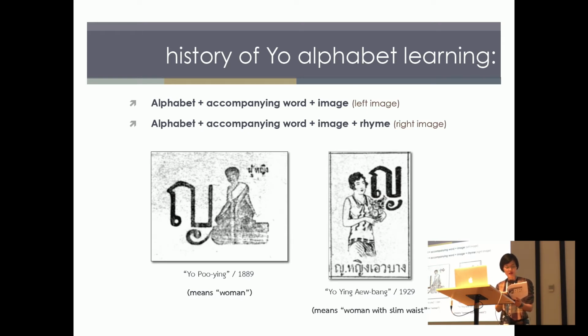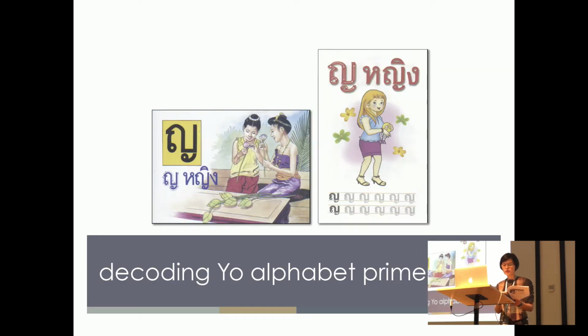When looking more into different versions of Yor Ying alphabet primers, I was amazed by the choices of words and images attached to each Yor Ying alphabet. With or without intention, they are encoded with stereotypes of women that idealize how they should think or act. Suspiciously, I decided to decode Yor Ying alphabet primers from the first one in 1899 until the present. My observation brings me to four reasons why I should study more on the alphabet primers.